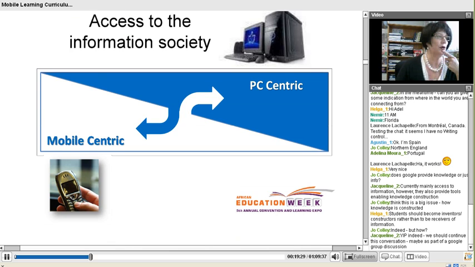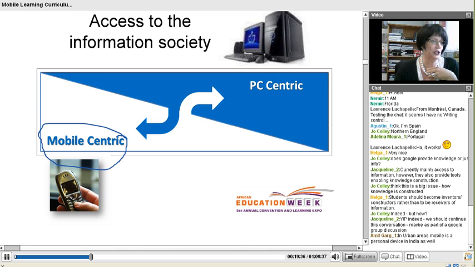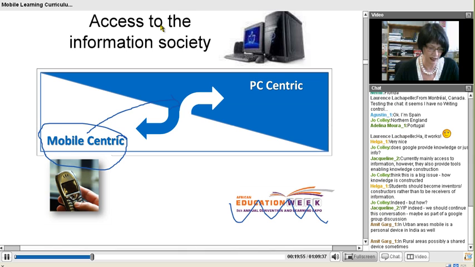So if we talk about the access of mobile technology, the developing world is by definition mobile-centric, and they extend their mobile capabilities to PC. So we've entered the information age from mobiles, and mobile-centric users mostly have a single device on which they do everything.